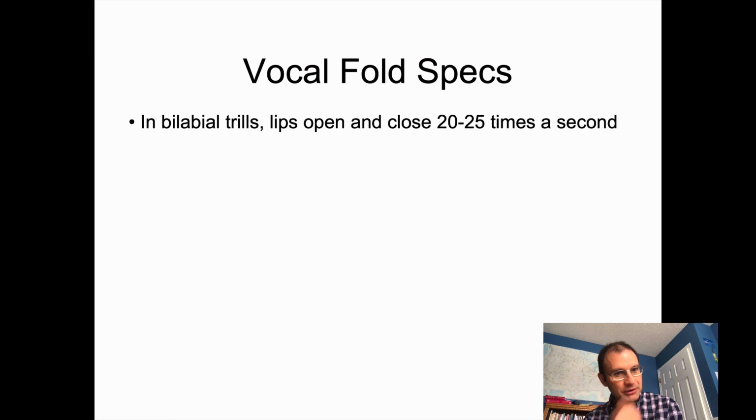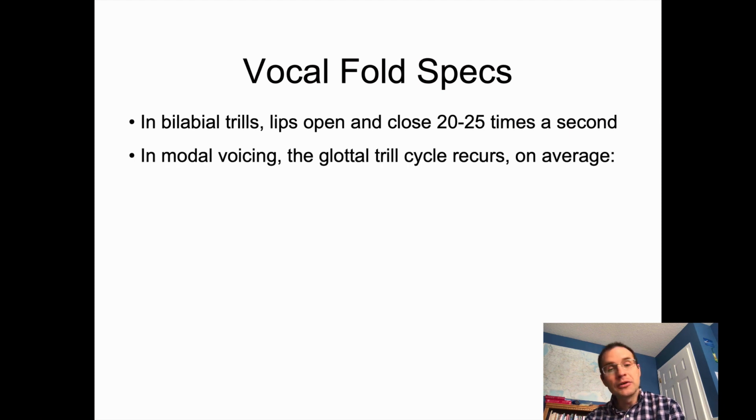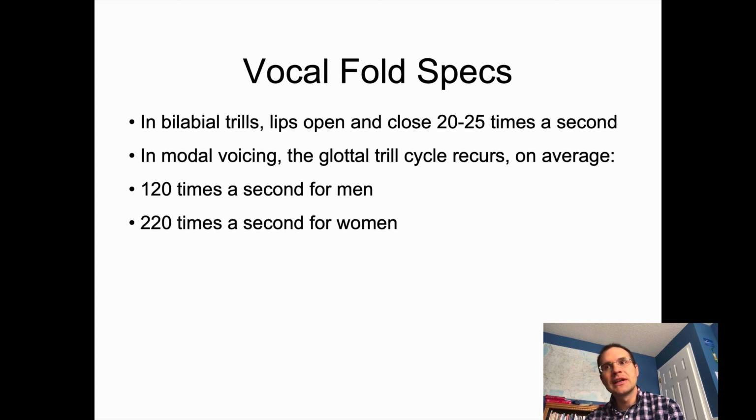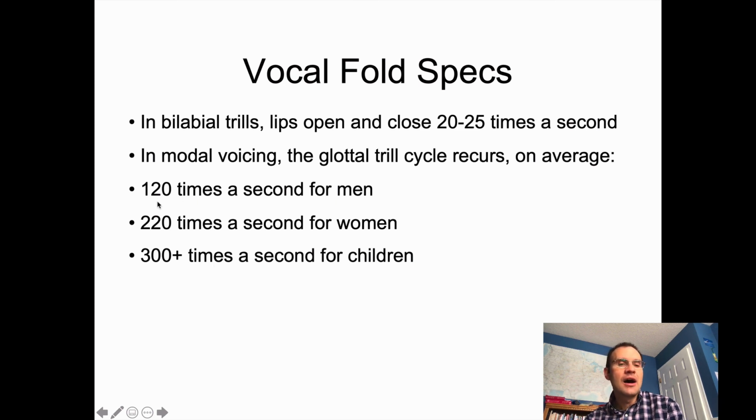So in bilabial trills, lips will open and close about 20 to 25 times a second. As we saw before, for me it's maybe a little bit faster than 25 times a second. In modal voicing, however, we get a cycle that repeats about 120 times a second for men, or 120 hertz. For adult female speakers, their vocal folds tend to be a little shorter, a little thinner, and they open and close, therefore, more quickly, almost twice as quickly. So it's about 220 times a second for women. And for children, they're even shorter and thinner, so you get something like 300 plus times a second. But these are pretty reliable averages for these 3 different kinds of speakers.